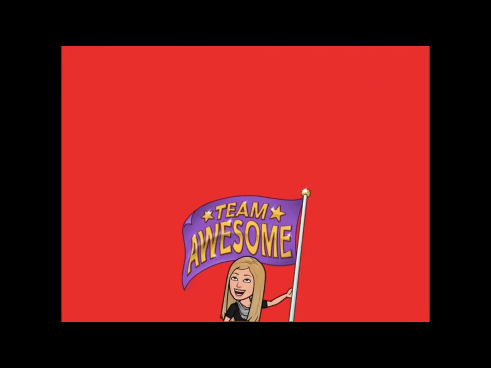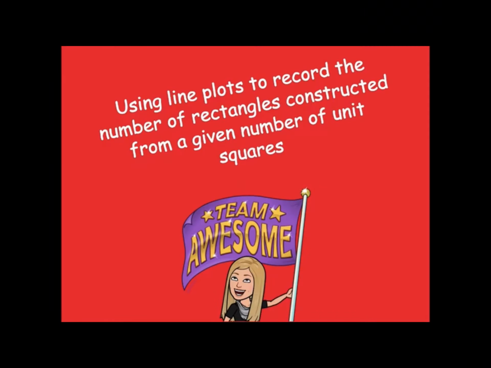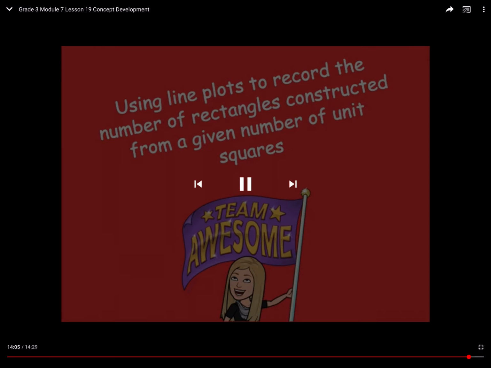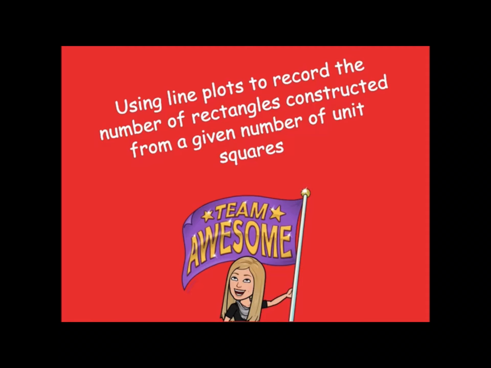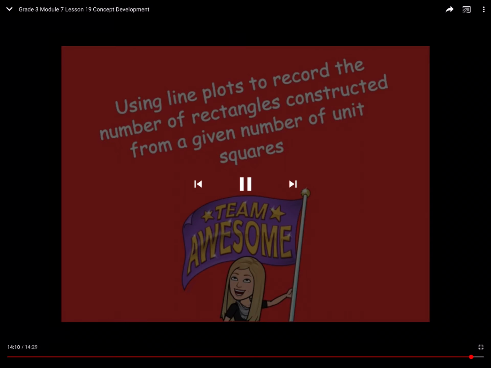All right, so you guys belong to Team Awesome for using line plots to record the number of rectangles constructed from our given number of unit squares. You guys did fantastic with that. All right, boys and girls, so that is the end of our math lesson for today.